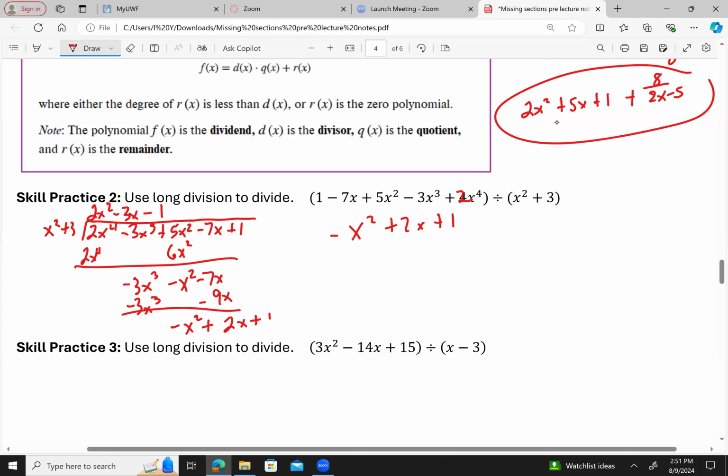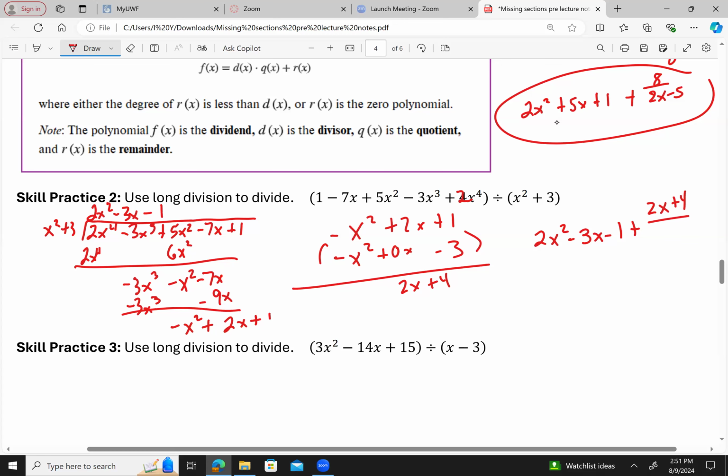Negative 1 times x squared is negative x squared. Negative 1 times 3 is negative 3. And of course, nothing there. Subtracting this whole thing, I get 2x plus 4 as my remainder. Then my solution is 2x squared minus 3x minus 1 plus 2x plus 4 over x squared plus 3.